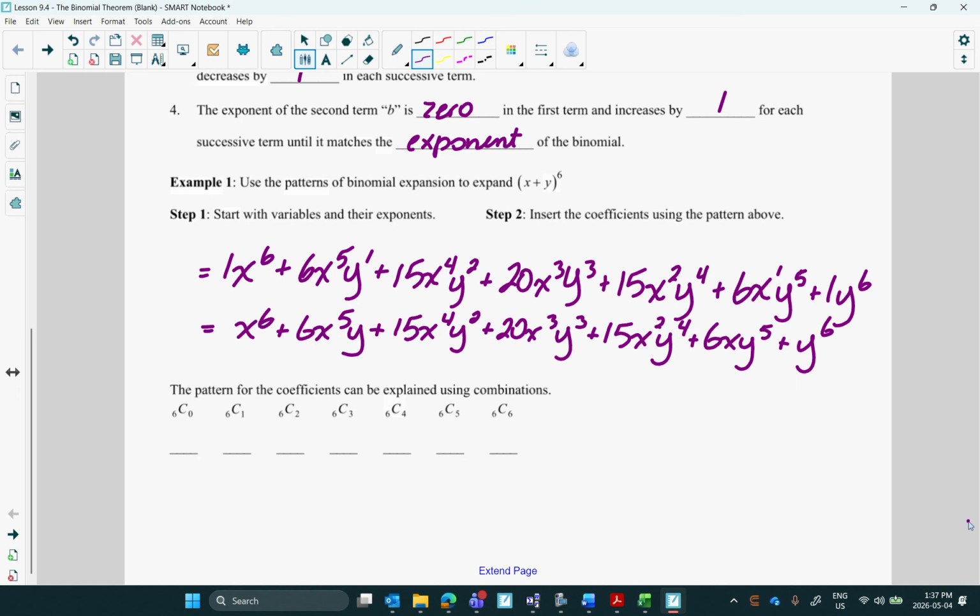Now, getting the coefficients right now is not very efficient. Like if I said, okay, what's x plus y to the 10th? Well, before we could find that, I'd have to find it to the 7th to figure out all the numbers. Then I'd have to find to the 8th. Then I'd have to find to the 9th. Then I'd have to find to the 10th. It's a lot of work. There's actually a pattern to find all the coefficients, and it matches combinations. Okay?